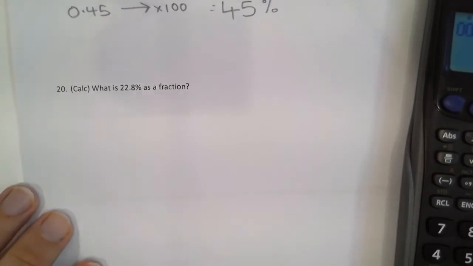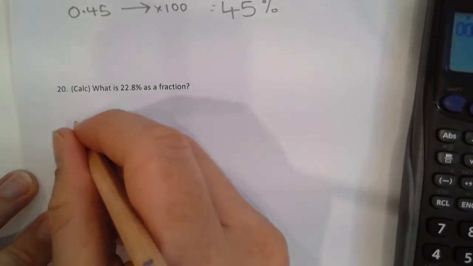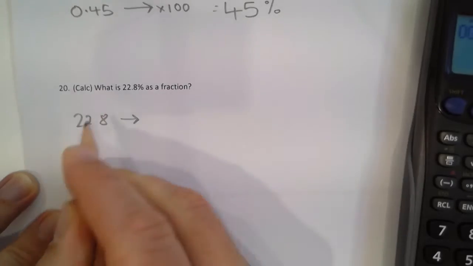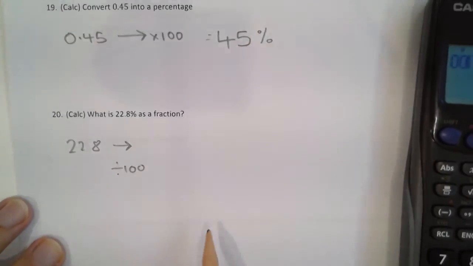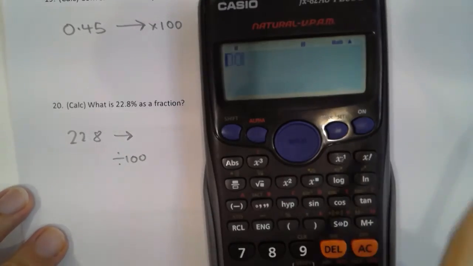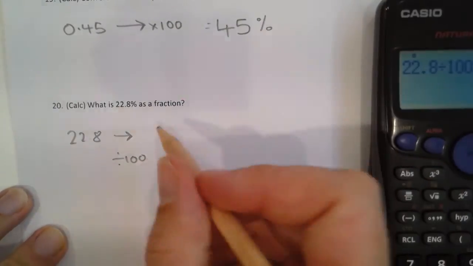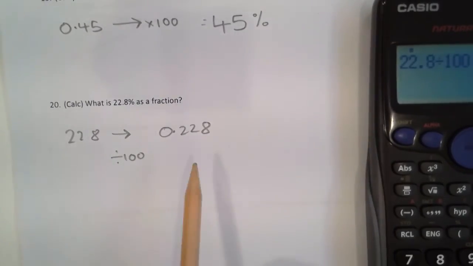Alright, good. Favourite sub question. What is 22.8% as a fraction? Well, first, change it to a decimal. To change a percentage to a decimal, you divide by 100, like the opposite of what we did just above. So 22.8 divided by 100 is 0.228. So that's it as a decimal.